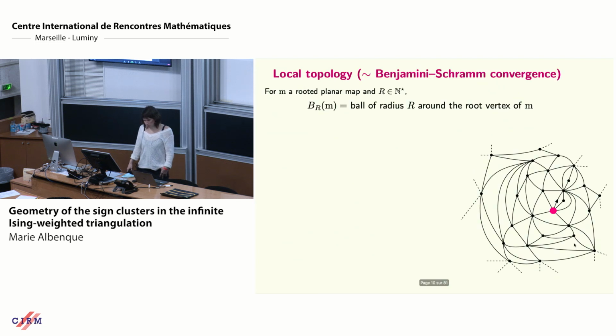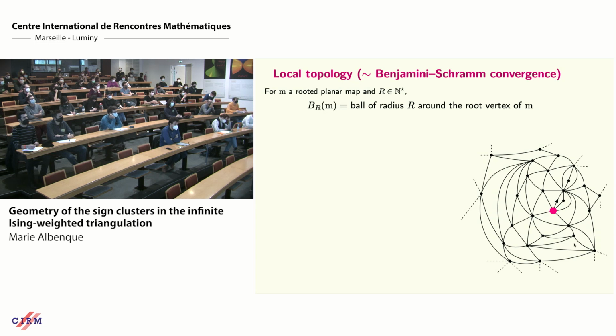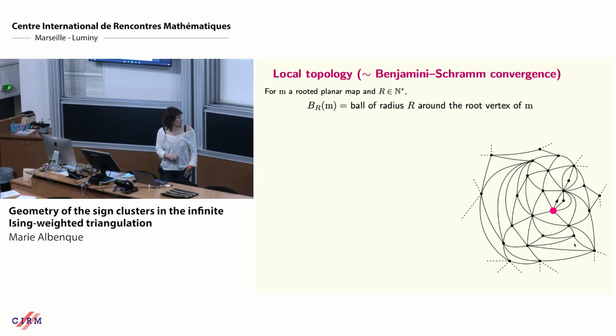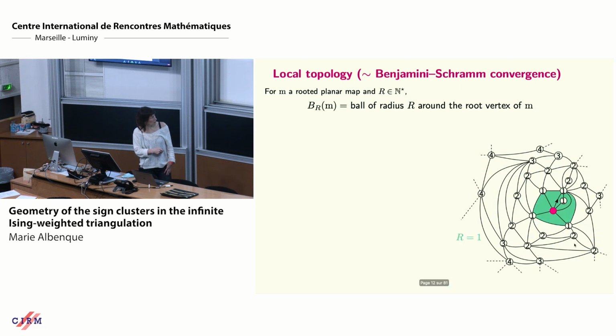Let me define the local topology, what I mean by local convergence. It's also called the Benjamini-Schramm convergence. The idea is the following. You consider a rooted planar map like that, which has a root vertex. You can consider the ball of radius r around this vertex. It's made of all the vertices which are at distance less than r from the root vertex. Let me label all the vertices by their distance to the root vertex. Its neighbors are labeled 1 and the neighbors of those are labeled 2. And this is the ball of radius 2.